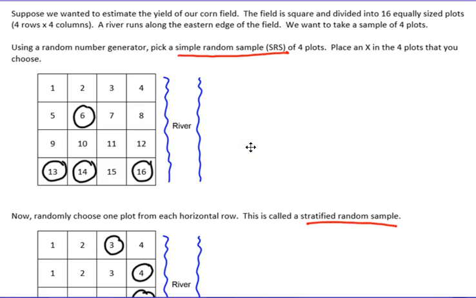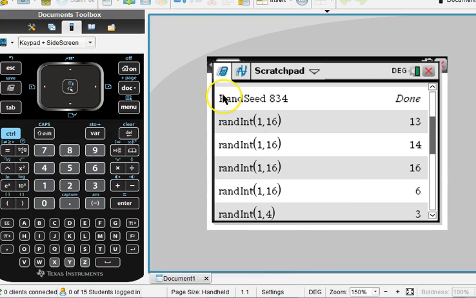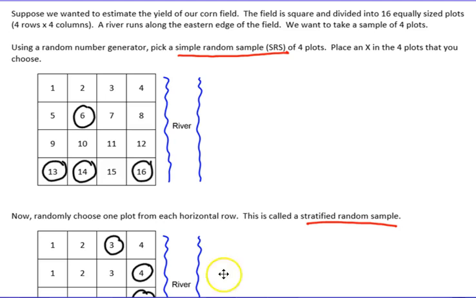So the first one we're going to do is a simple random sample using a random number generator. We have the plots numbered 1 to 16, and I used my random number generator on the calculator, first doing a random seed so I wouldn't get the same value as other people in the group, and then did random int 1, 16 and did it 4 times, and I happened to get 4 different numbers. If I had gotten a repeated number, then I would have done a 5th or 6th number as needed. So I needed 4 different numbers: 13, 14, 16, and 6. So I circled those 4 values. And I'm going to do something with those again in just a minute.